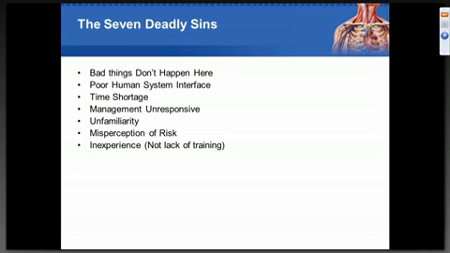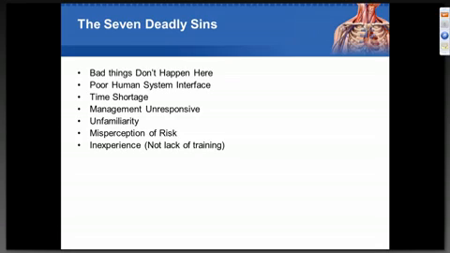First of all is, well, we don't have any problem. We don't have any infection. And more often than not, that's not the most accurate information. People have selective reporting, so you want to look for true infection. So the first thing people say is, bad things don't happen here. The second is poor human system interface.